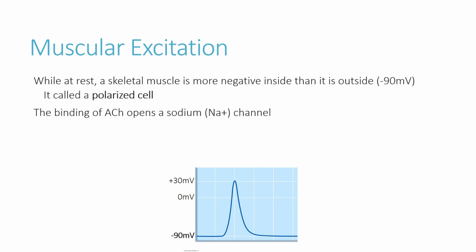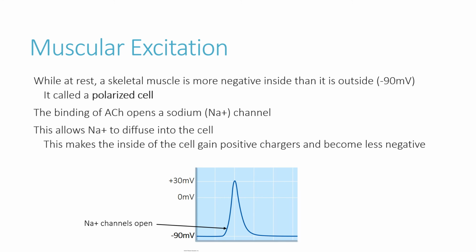The binding of acetylcholine opens up some sodium channels on the surface of the skeletal muscle. That allows sodium to diffuse into the cell and carry with it the positive charge on this sodium particle. This makes the inside of the cell gain positive charges and become less negative than it was before.